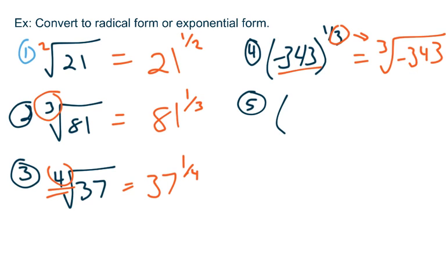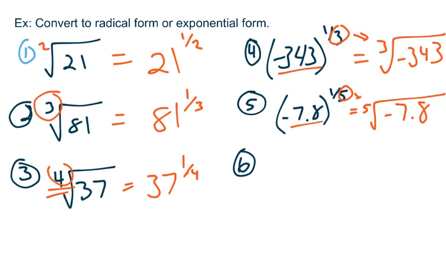Number 5, negative 7.8 to the 1/5 power. Okay, so start with your radical symbol. This number becomes your index, so that's a 5 there. The base of your exponent becomes the number underneath. So the 5th root of negative 7.8.